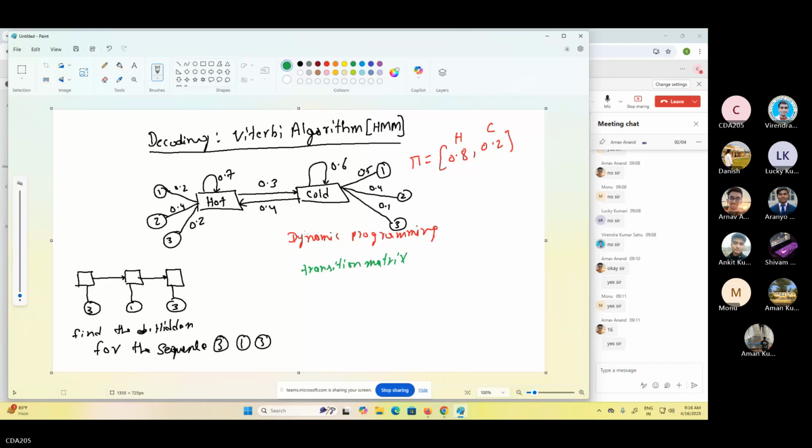Virendra, Monu, Lucky Kumari, what will be the value of the transition matrix? Tell me the value.